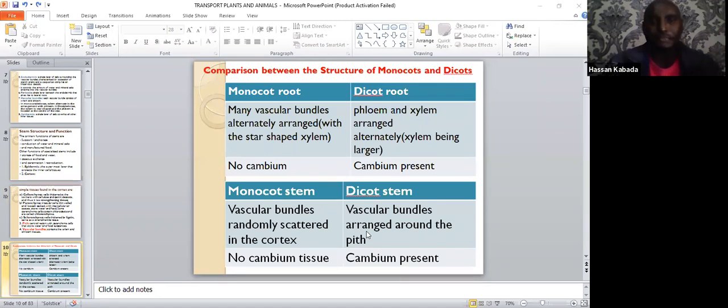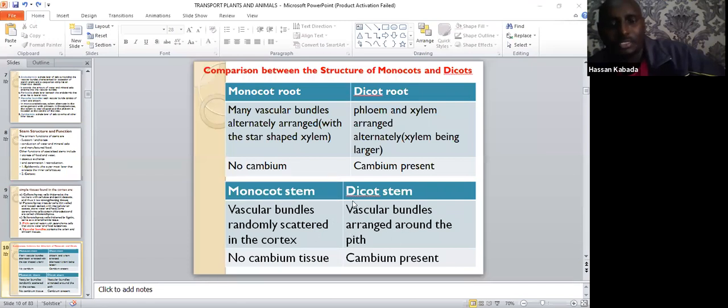The monocot root has many vascular bundles, that is, the xylem and the phloem alternating in shape. In the dicot, phloem and xylem are arranged alternately, forming a ring. This is for the roots, rather for the stem. Then for the roots, we have them here.